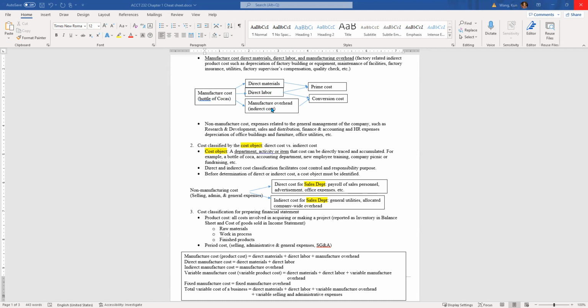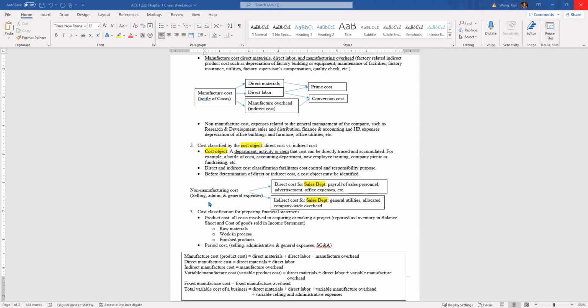But the manufacturing overhead, I put a parenthesis as indirect cost, such as the depreciation, insurance, and utility expenses for the factory. They support all of the products in the factory setting, so they cannot be traced to a single bottle of the product. These supporting indirect costs can be allocated later to the units, but are not directly traceable to each unit of the products.